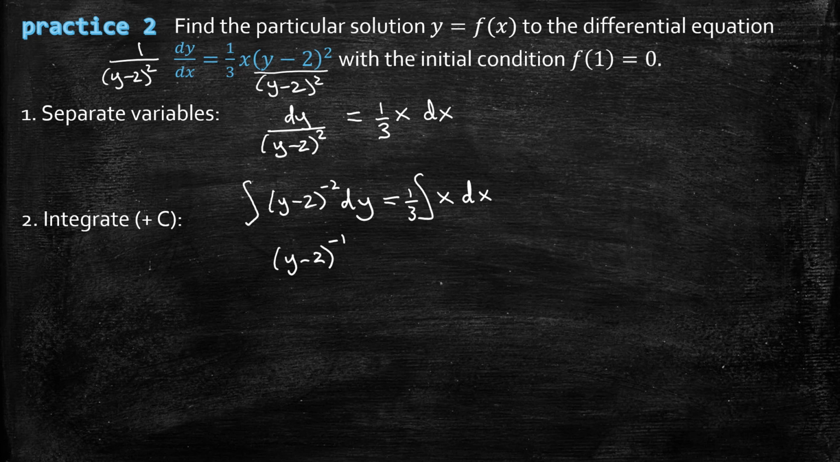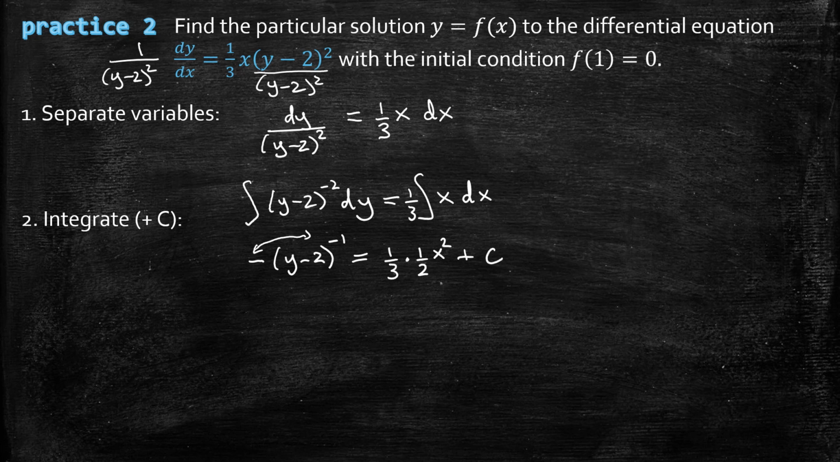You realize that you have to add 1 to the exponent, and then you would have to compensate for that by putting a negative in front, because the derivative of y minus 2 to the -1 would be -1 times y minus 2 to the -2. So these negatives would cancel out when you take the derivative, and get you back to what we started with. And then on the right-hand side, the antiderivative of x is 1/2 x squared. And let's not forget that joint constant there.